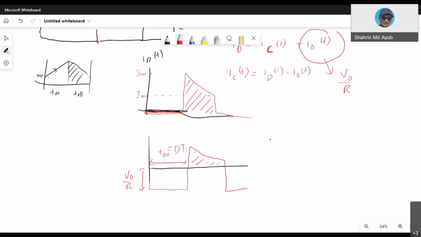It is pushed down because you subtract the DC current. I diode contains DC current and ripple. And then IC is I diode minus the DC current. So that's why you have this. So this one is your I capacitor.